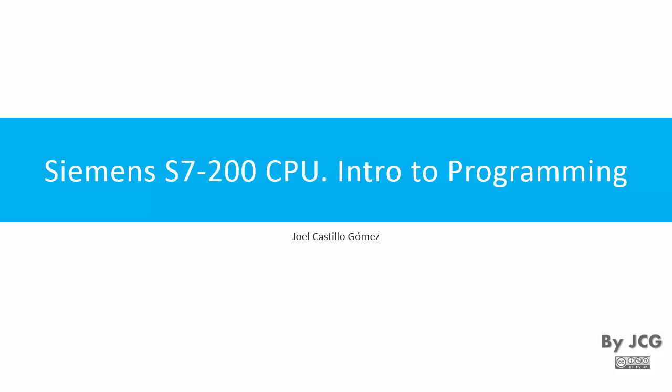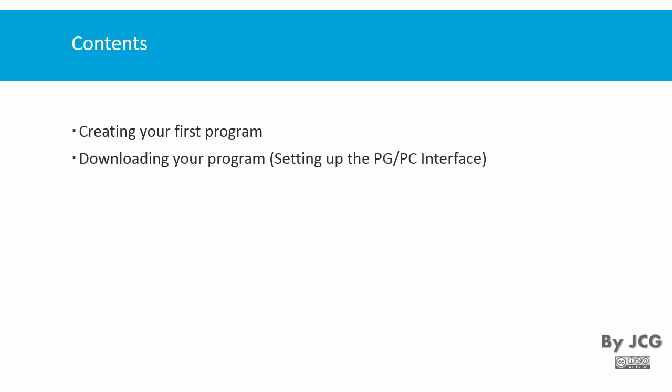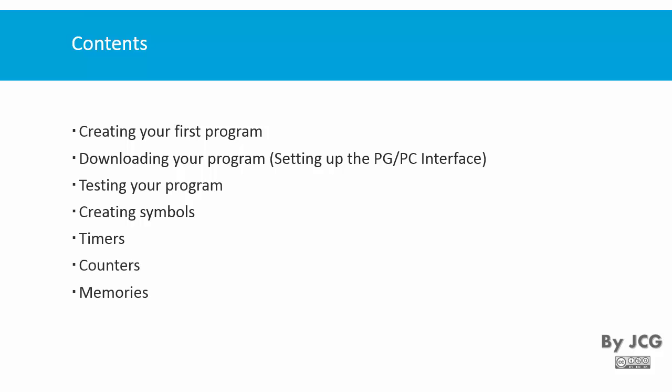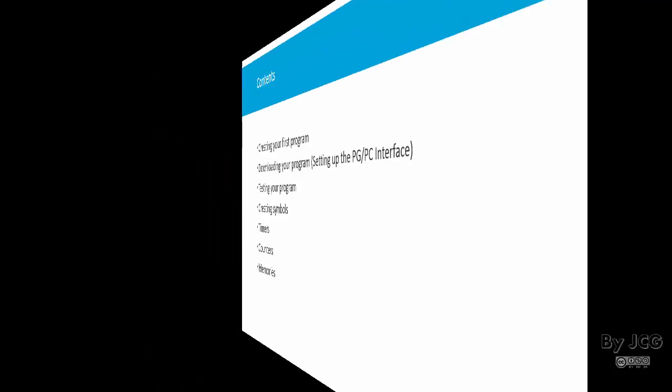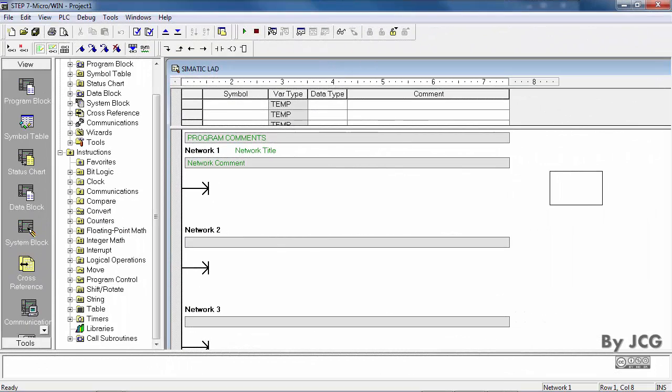Welcome. In this video we will talk about a Siemens S7-200 CPU and an intro to programming the PLC. The contents of this video are how to create your first program, how to download your program, how to test your program, how to create symbols or variables, how to program timers, how to program counters, and also how to program memories. First, you need to open a program called Step 7 Microwin.